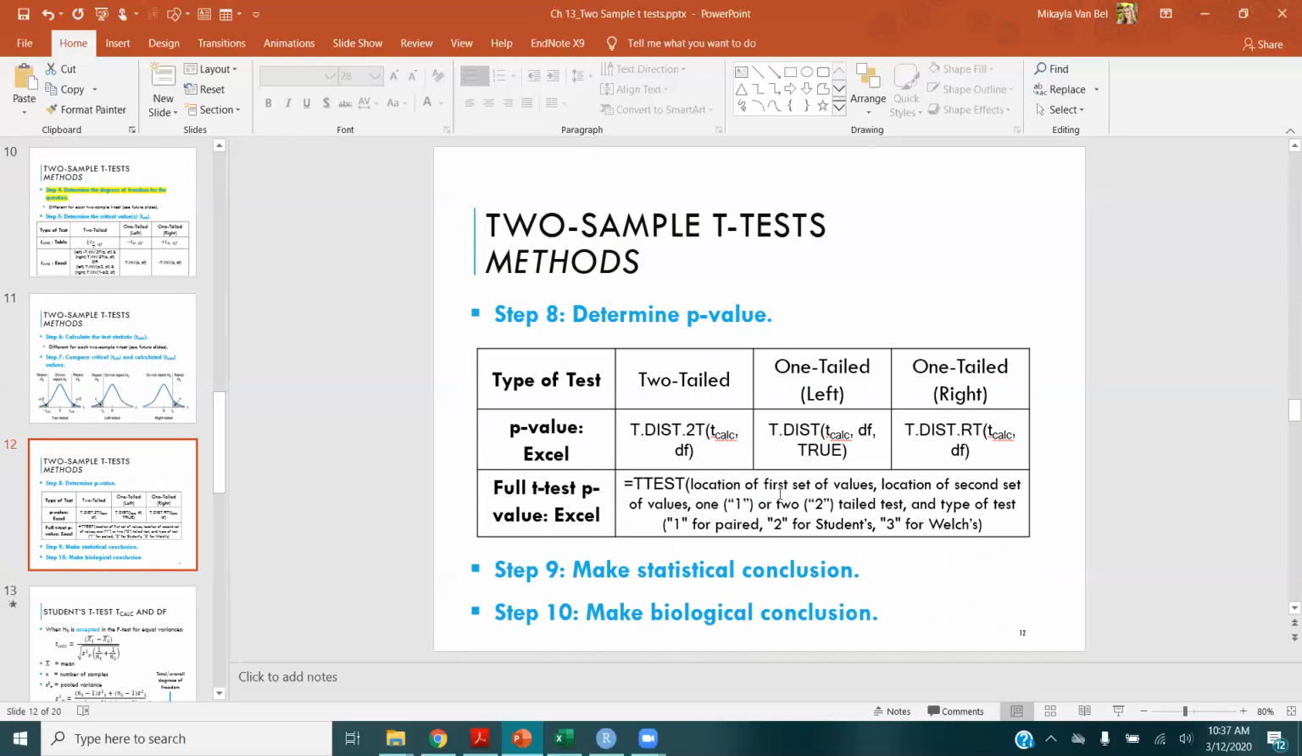You can also use another function in Excel called t.test, using the first set of values, the second set of values, and then entering arguments about what type of tailed test this is and what type of test, for paired, Student's or Welch's. This is reviewed in your lab manual, and I will not review it in the Excel sheet at this time. Steps 9 and 10 are also familiar, drawing our statistical and biological conclusions from the data.